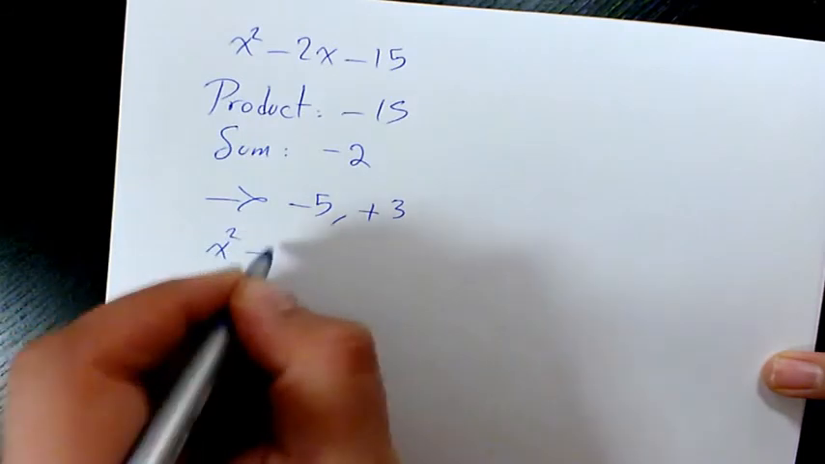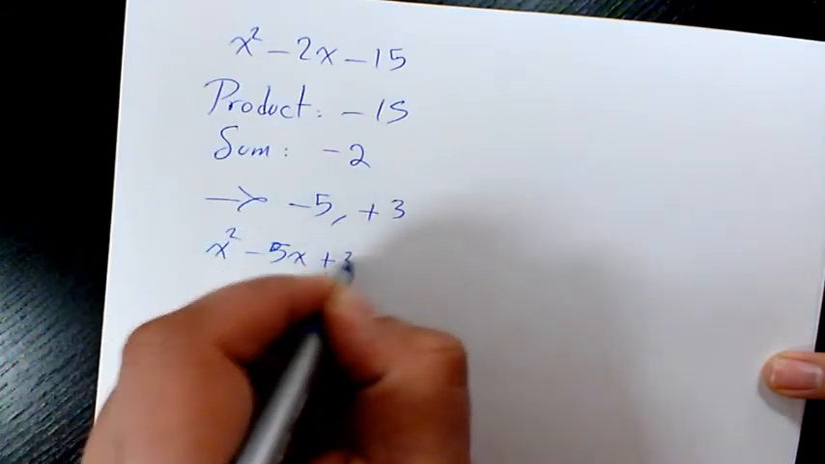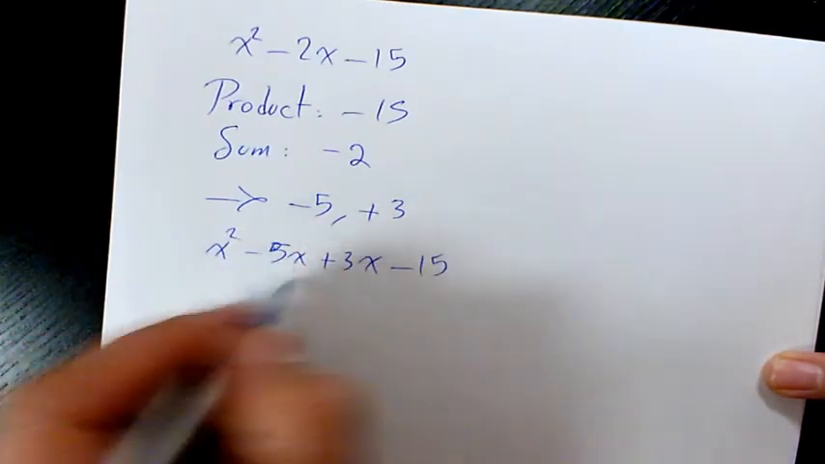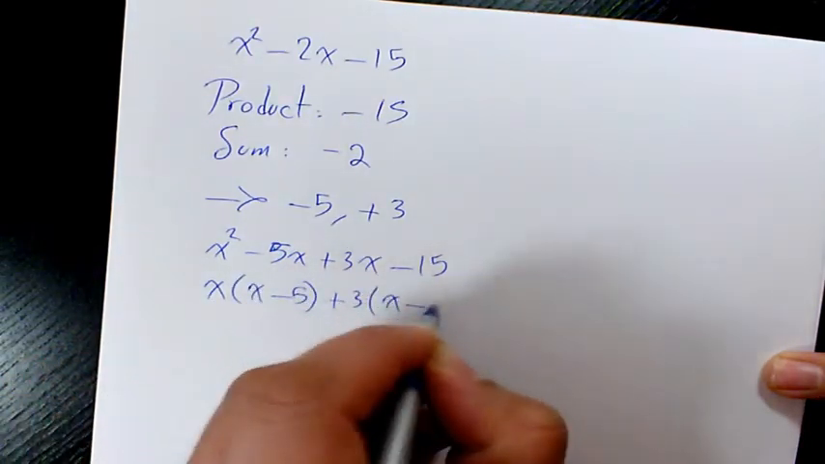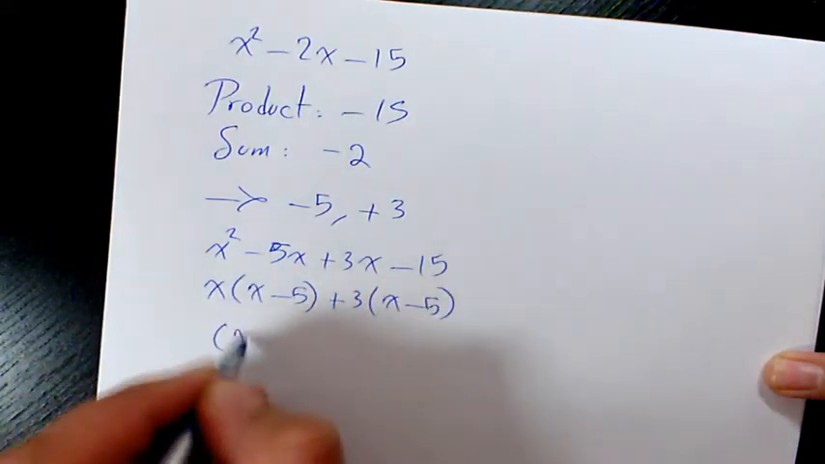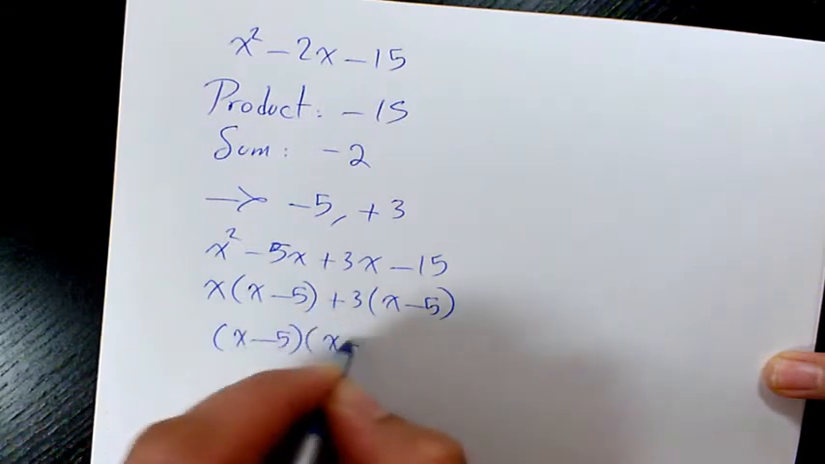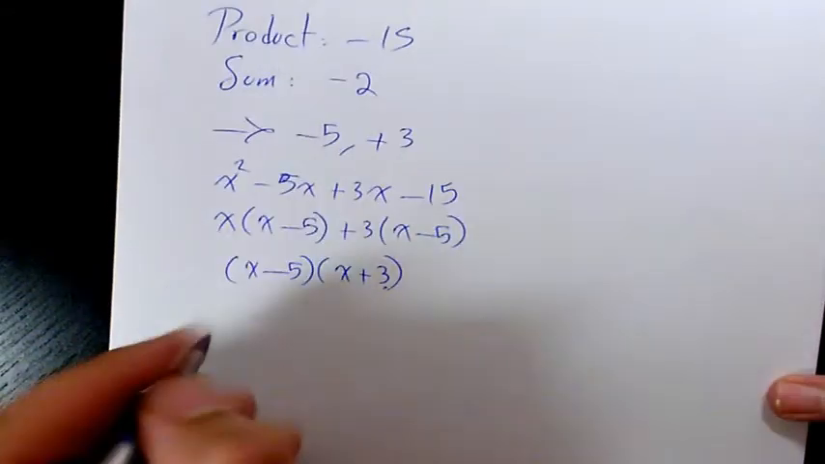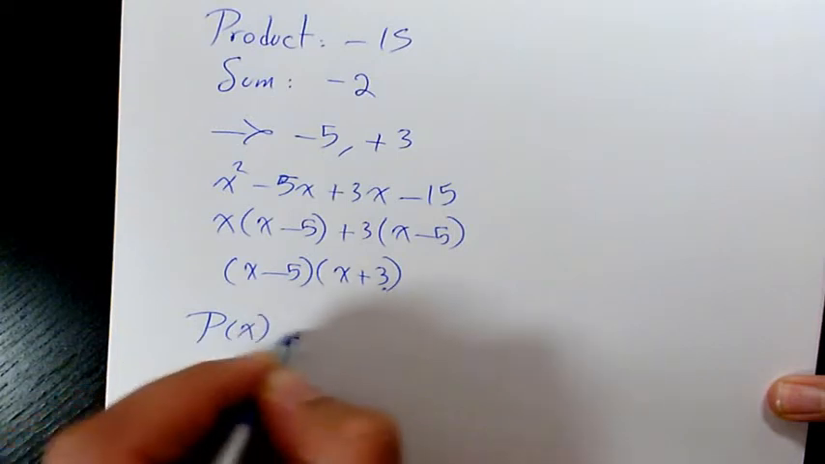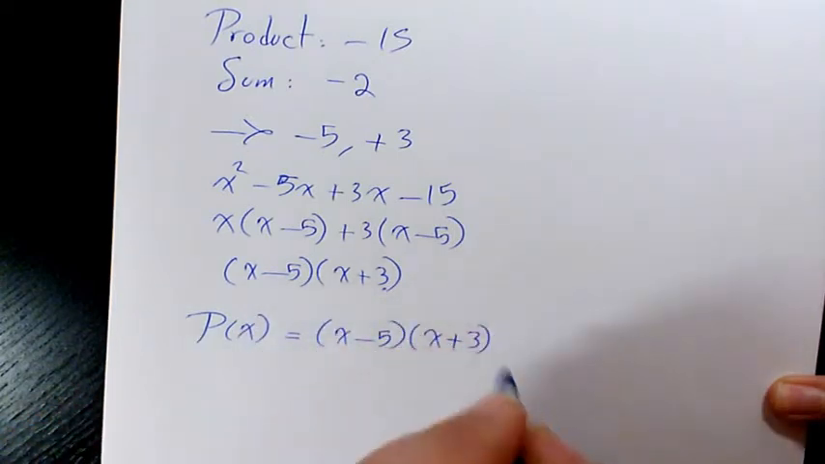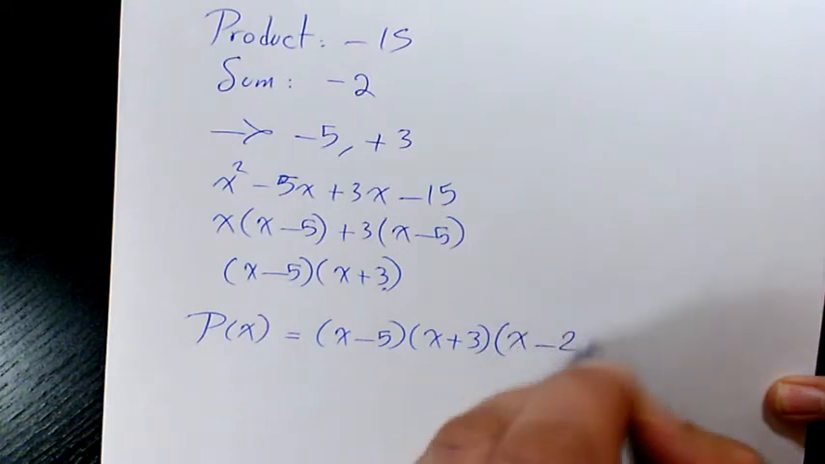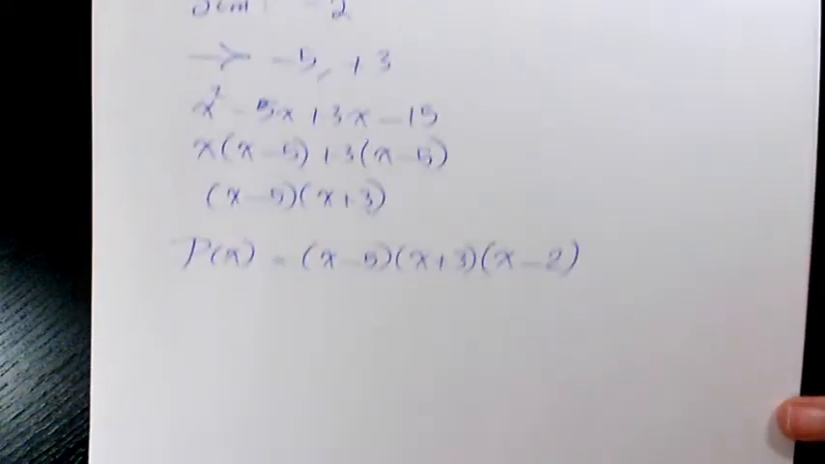So we're looking for negative 5 and positive 3. Write it as x squared minus 5x plus 3x minus 15. When you factor that, you get x minus 5 times x plus 3. So P(x) is going to be x minus 5 times x plus 3 times x minus 2. This is going to be the factored form.